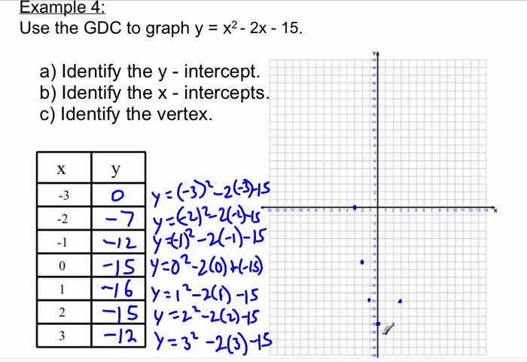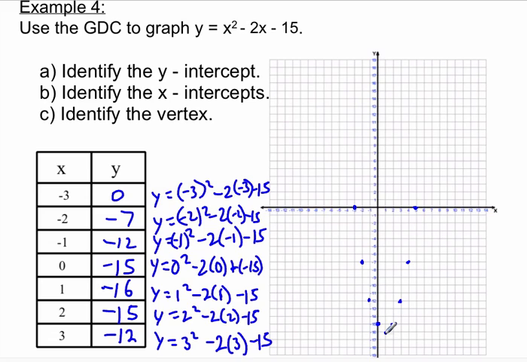It looks like this is the vertex, and remember the parabola is symmetric. So even though we don't have any more of this table, we can use the symmetry of the graph to plot the other points. Okay, so I can plot that point, and I know that the other x-intercept is going to be right over here. Okay, so we don't need to do all the calculations. We can use the symmetry of the graph to find some things.